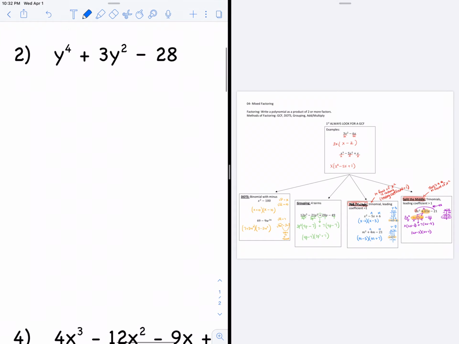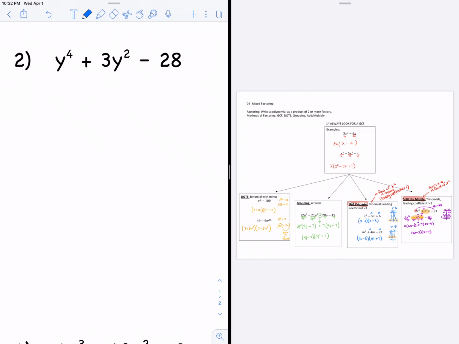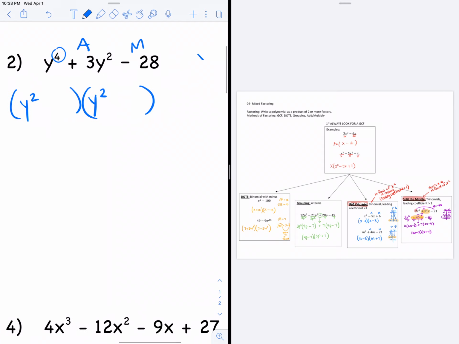Number 2 is going to be similar. Again, it's 3 terms. Leading coefficient is 1. Because of the y to the fourth, I'm going to break it down into y squared times y squared. It has to add to 3, multiply to negative 28. So find your factors of negative 28 that will add to positive 3. We have 1 times 28, 2 times 14, and 4 times 7.